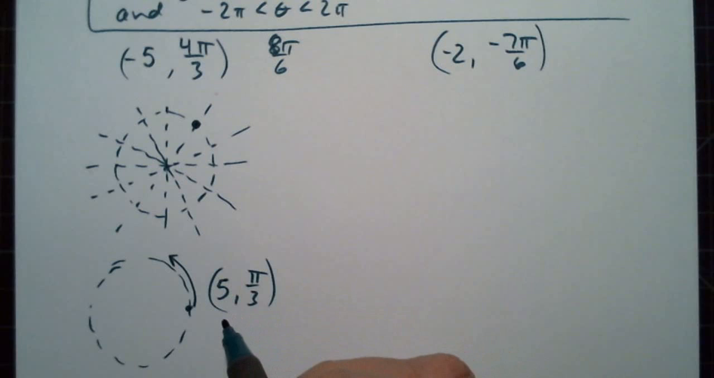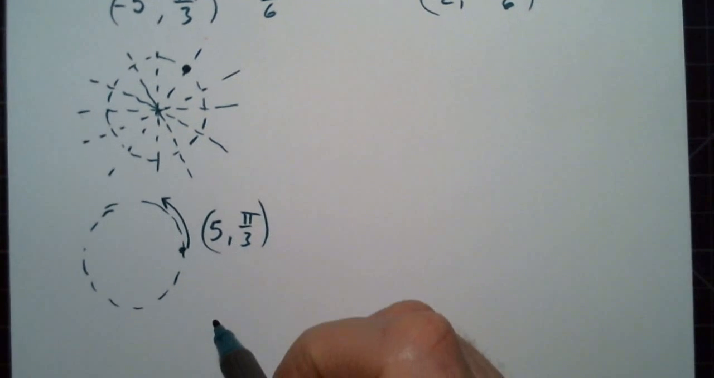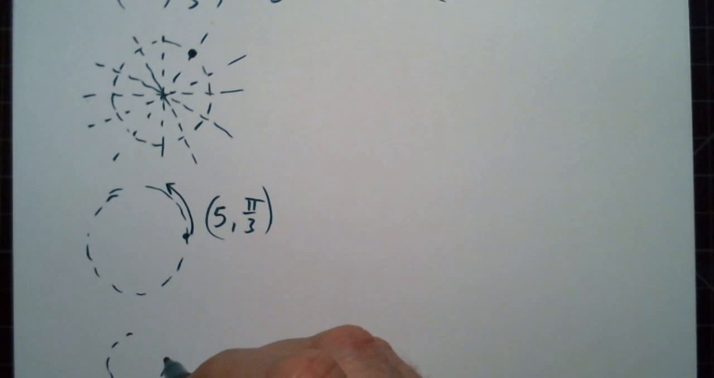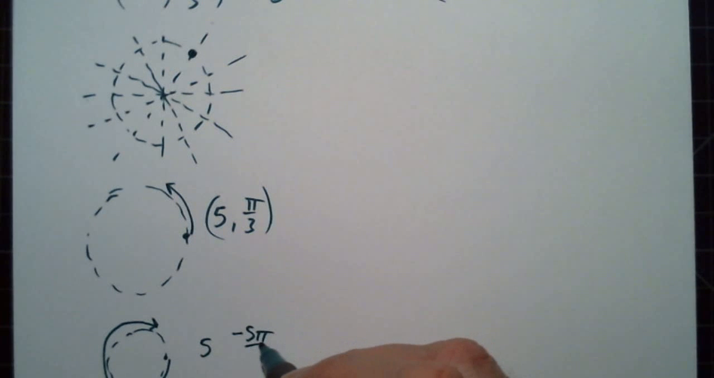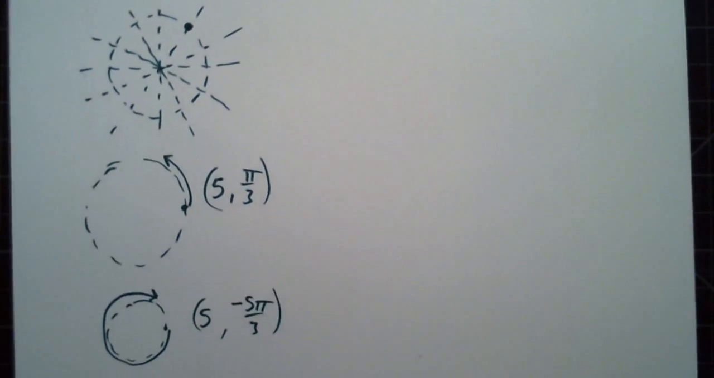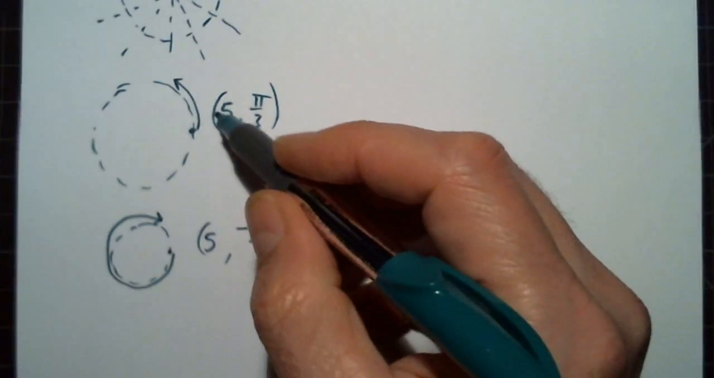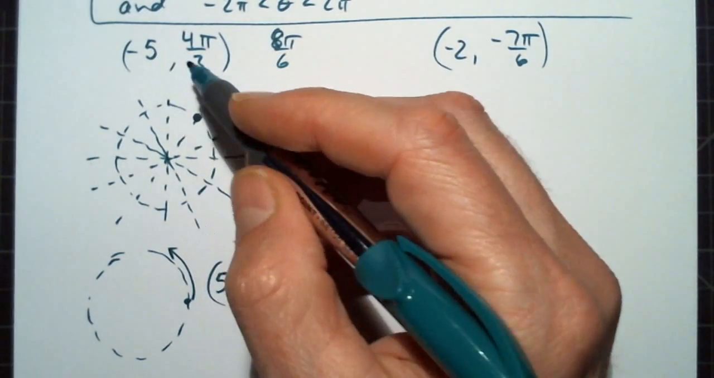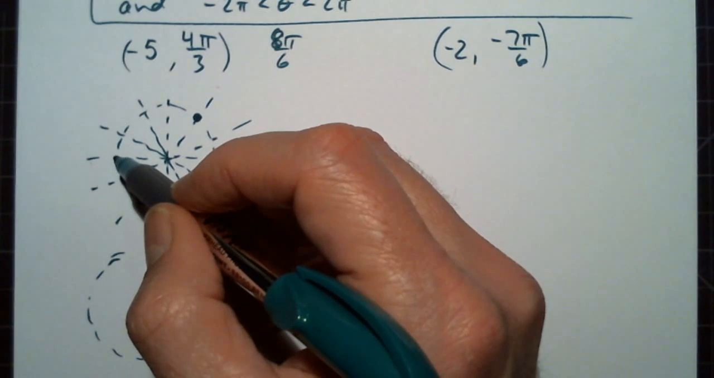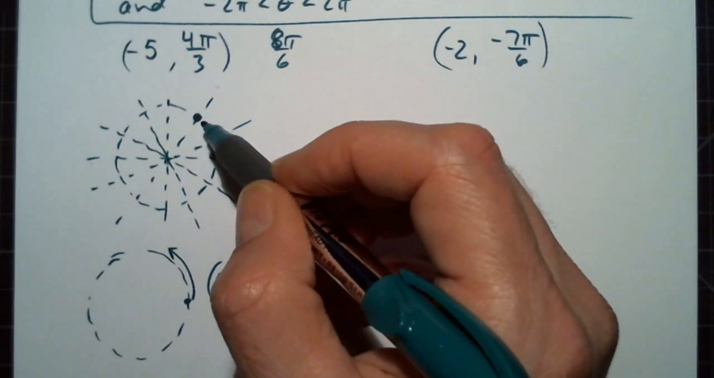Alright. We can start at 5 and rotate negatively, negative 5 pi over 3. Start at 5 and rotate the other direction. So we've used 2 points that both have a positive radius. Well, let's use one more point with a negative radius, and that means we would start at negative 5 and rotate 1, 2, 3, 4. Negative 4 pi over 6.